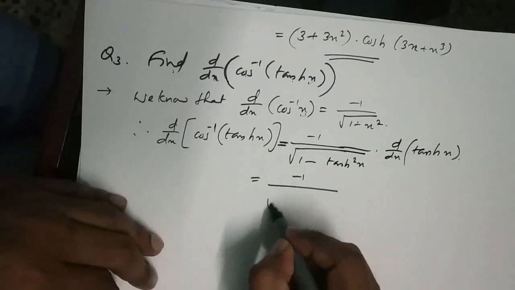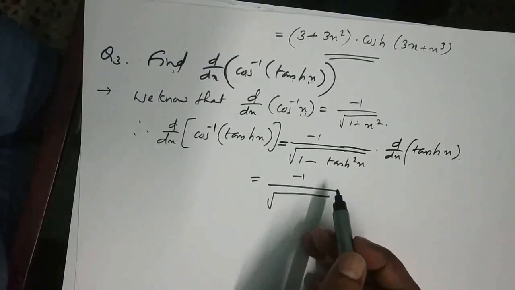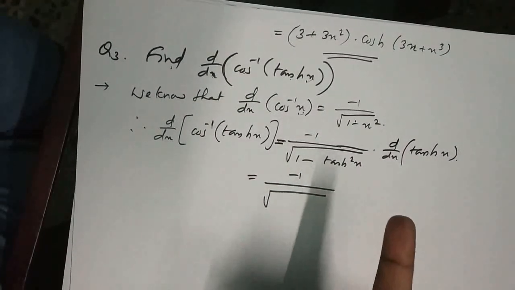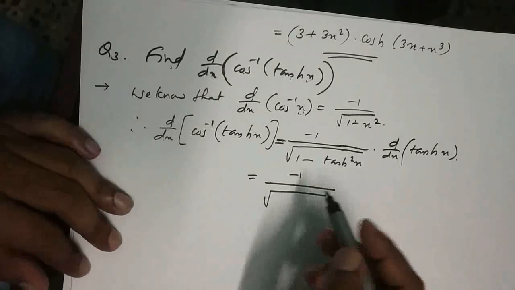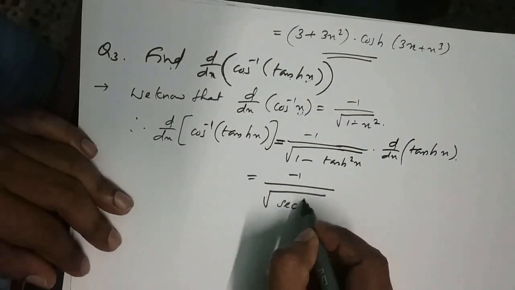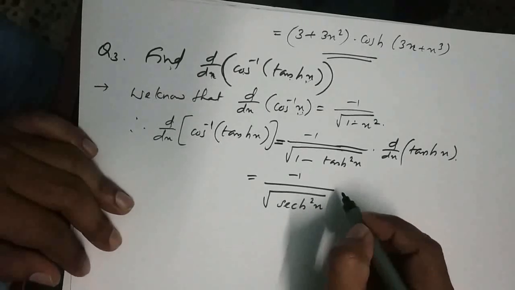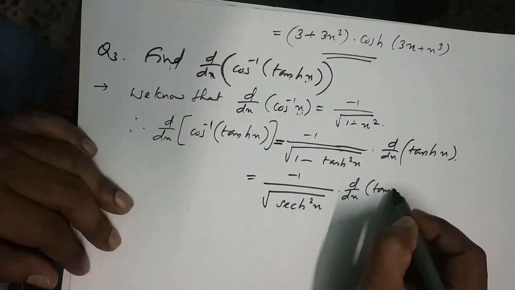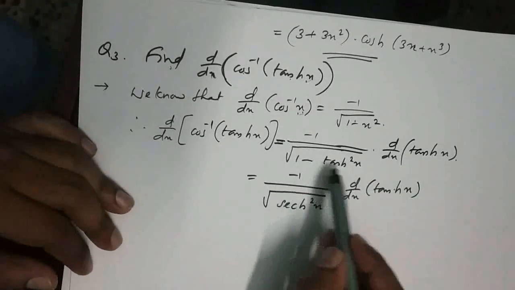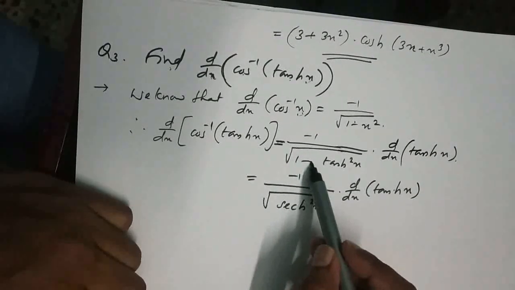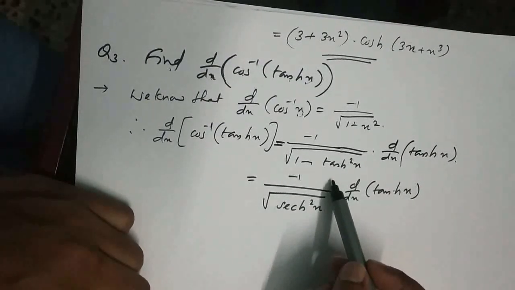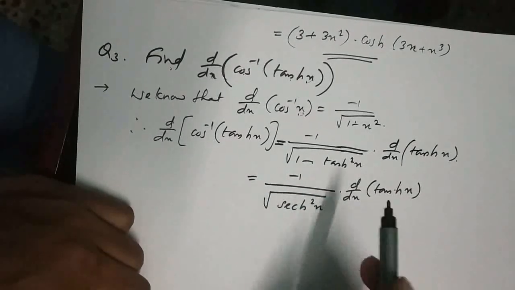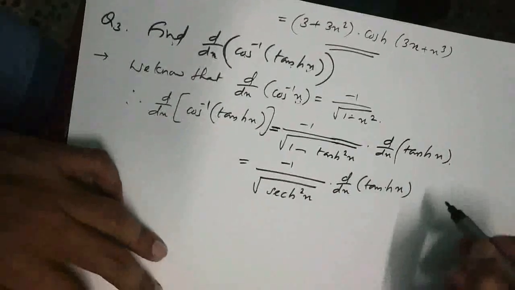So this is nothing but negative 1 divided by square root of 1 minus tanh square x. 1 minus tanh square x is equal to sech square x. Actually we proved this. Here 1 minus tanh square is equal to sech square, which means 1 minus sinh square divided by cosh square, so cosh square minus sinh square divided by cosh square. Okay, we already proved this.